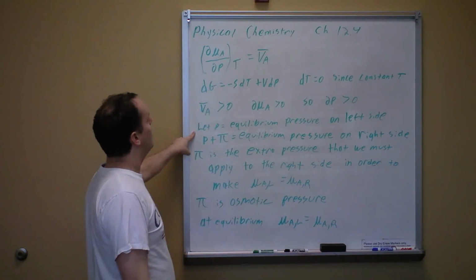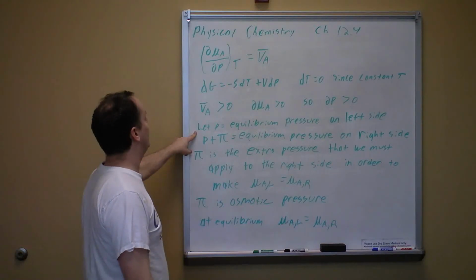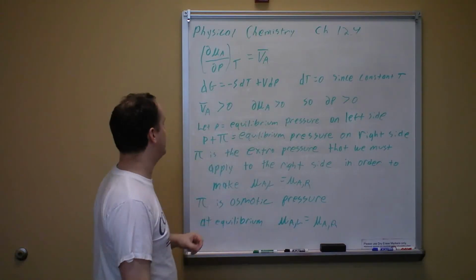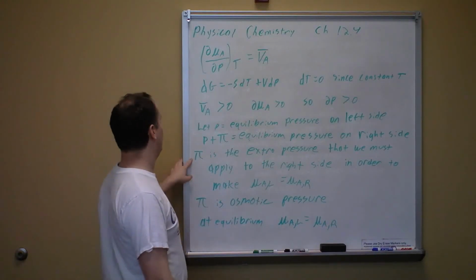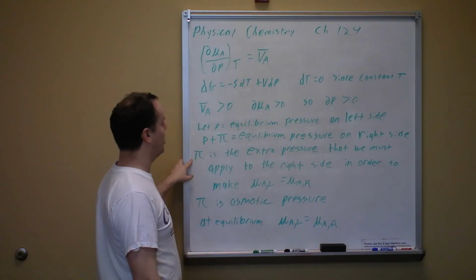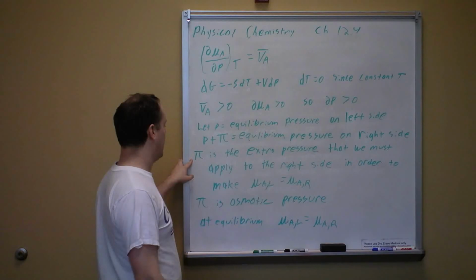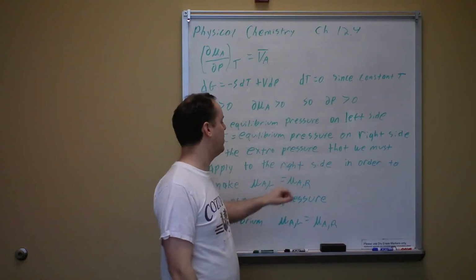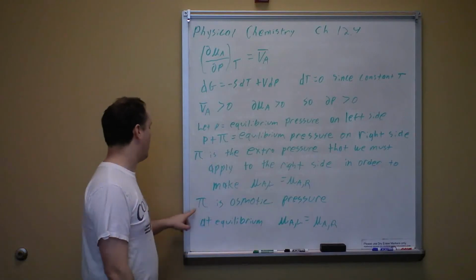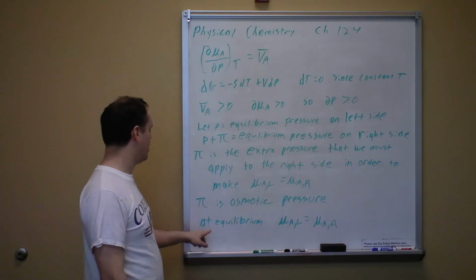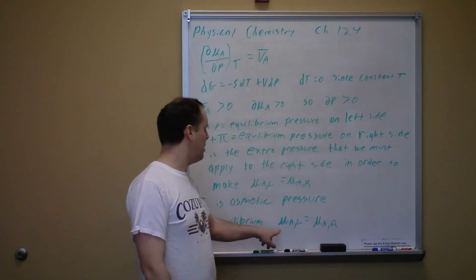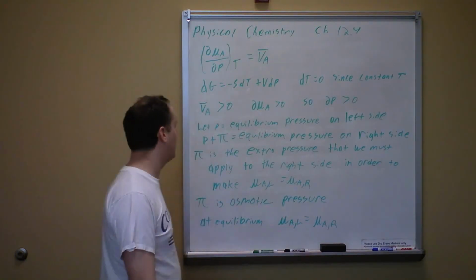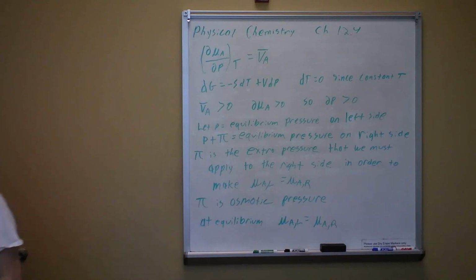Now let P equal the equilibrium pressure on the left side, and P plus pi be the equilibrium pressure on the right side. That means pi is the extra pressure that we would apply to the right side in order to make the chemical potential of A on the left side equal to the chemical potential of A on the right side. Now we call pi the osmotic pressure. And of course at equilibrium we know that the chemical potential of A on the left has to equal the chemical potential of A on the right.